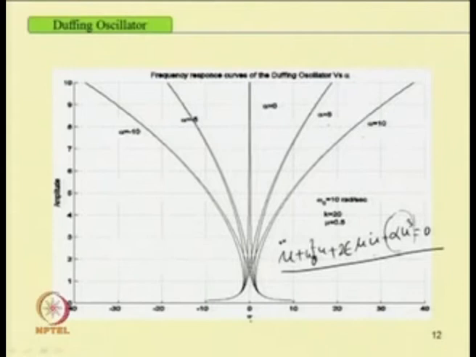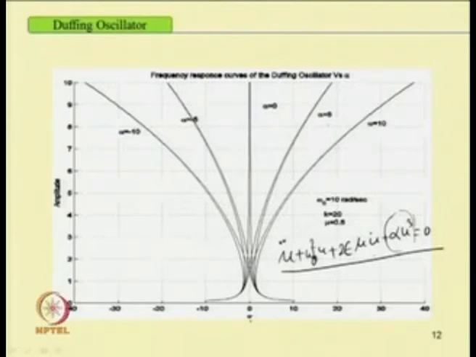For alpha corresponding to a plus value, the system contains a hardening type of spring, and in case of alpha negative, one can have a softening type of spring. So, physically alpha positive represents a hard spring and alpha negative represents a soft spring, and in this case the response curve becomes like this. This is alpha equal to 0, that is, a linear system, and alpha equal to plus 5. This is for the nonlinear system, and with increasing nonlinearity we have different types of response.